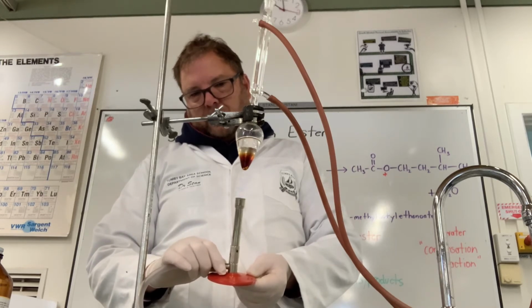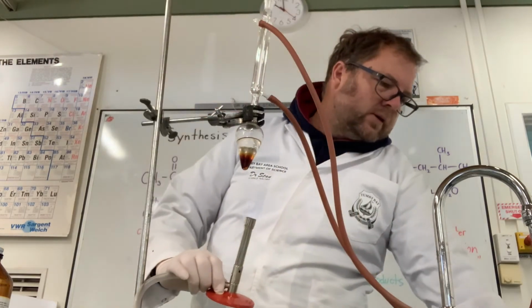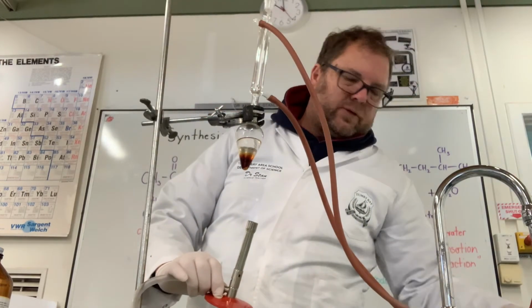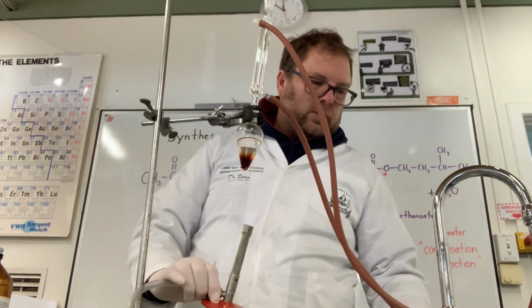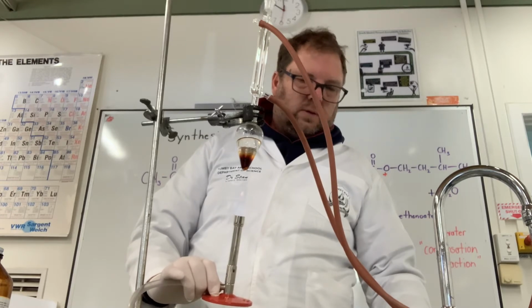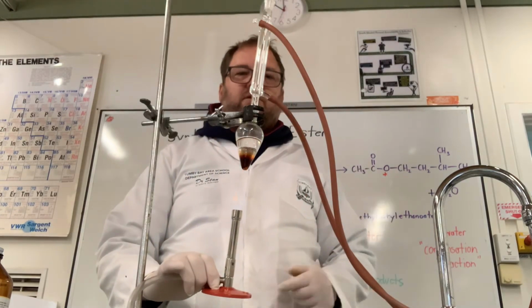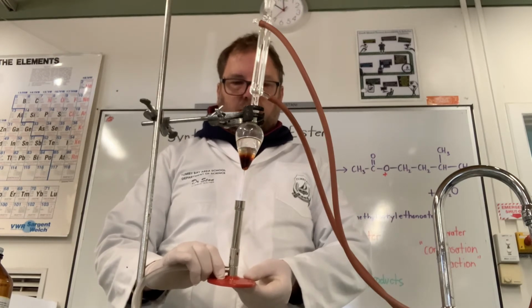You can see almost that bumping now as I'm putting too much heat in and it's boiling too quick. Now I just need to turn my water up. You can see my water pressure is decreasing. I don't want that to not produce enough water so that we get loose vapors over the top.